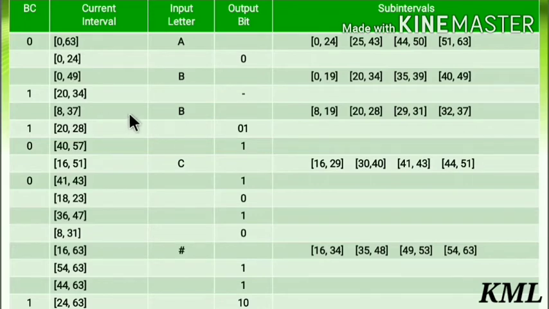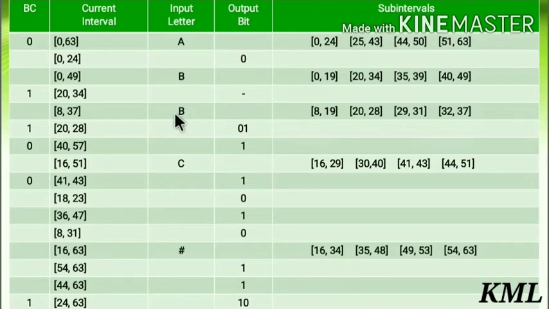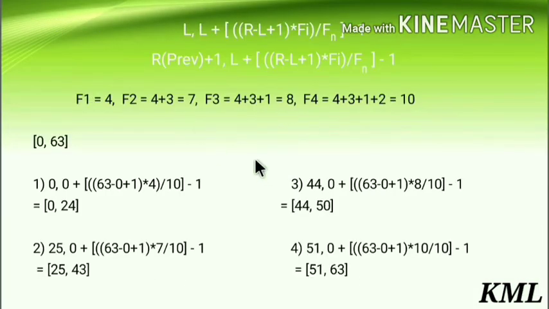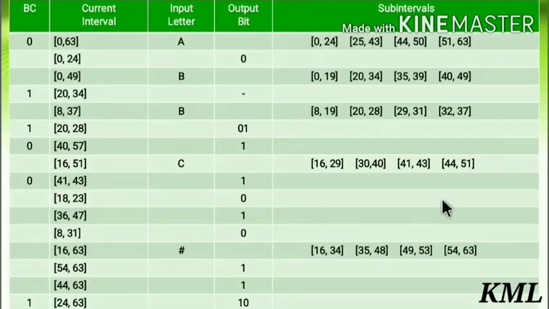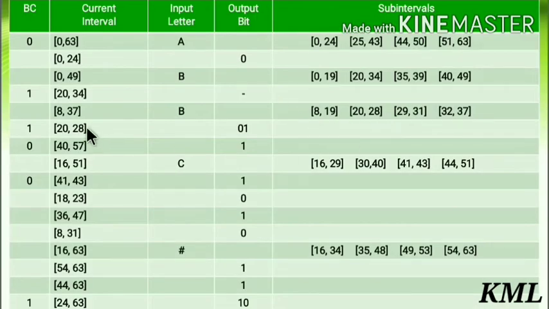Okay, so the next input letter is B. After taking the input letter, you divide this interval into subintervals. I've shown you how to calculate these intervals, so accordingly you can find them using the formula. See here, I've shown you two, you can find the remaining. Now check the position of B in source. B is at position 2, so you choose the second subinterval as the next interval.